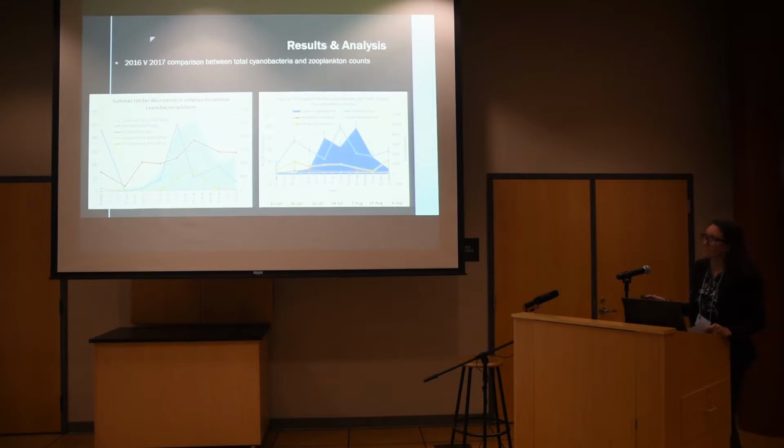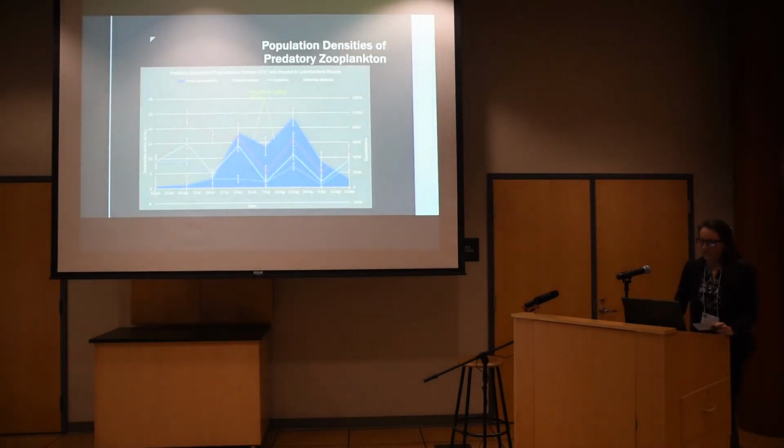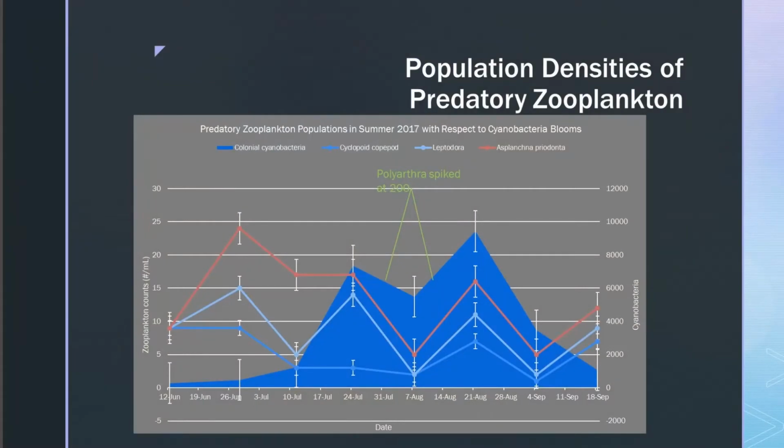And when I'm talking about the cyanobacteria colonies, it's just the total of those previous 4 or 5 species that I just discussed. And so I thought it would also be interesting to include the predatory zooplankton that I had mentioned in the other slide. So we have the cyanobacteria again, cyclopoid copepods, Leptodora, and the Zooplankton.